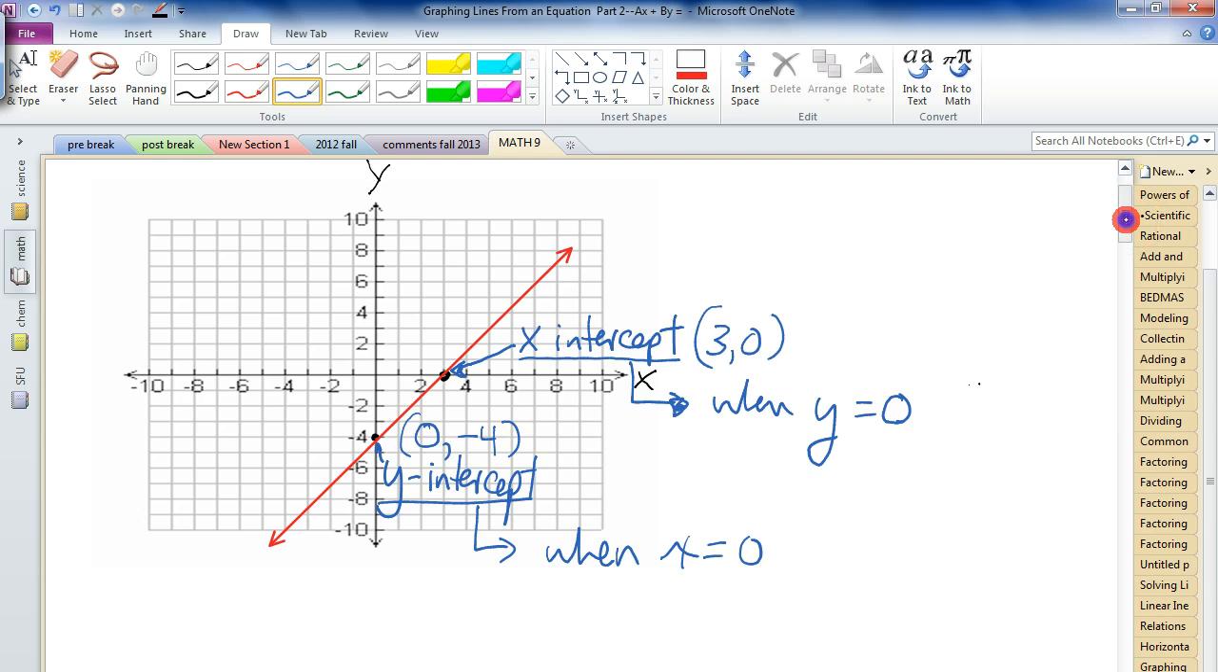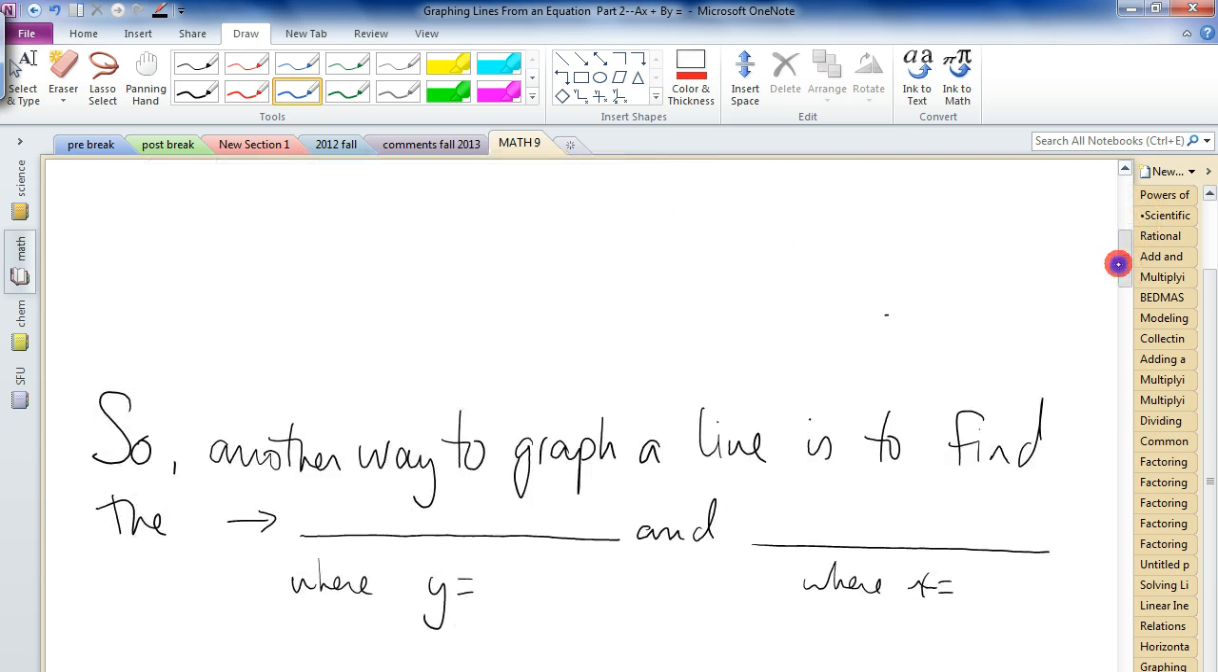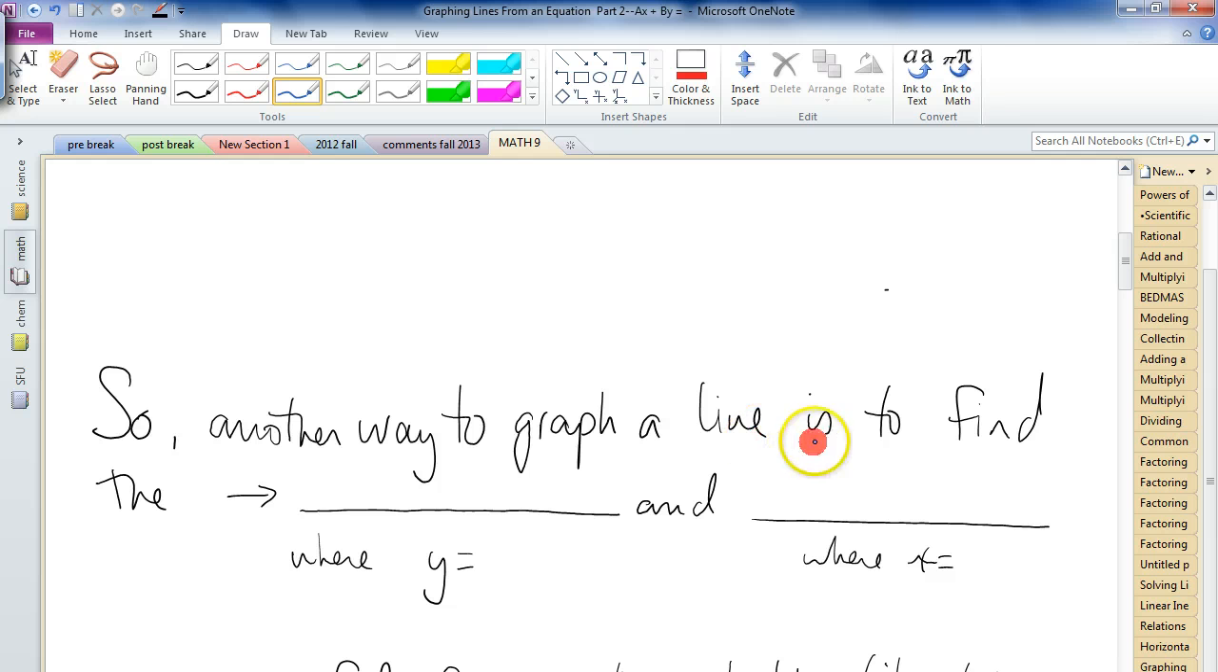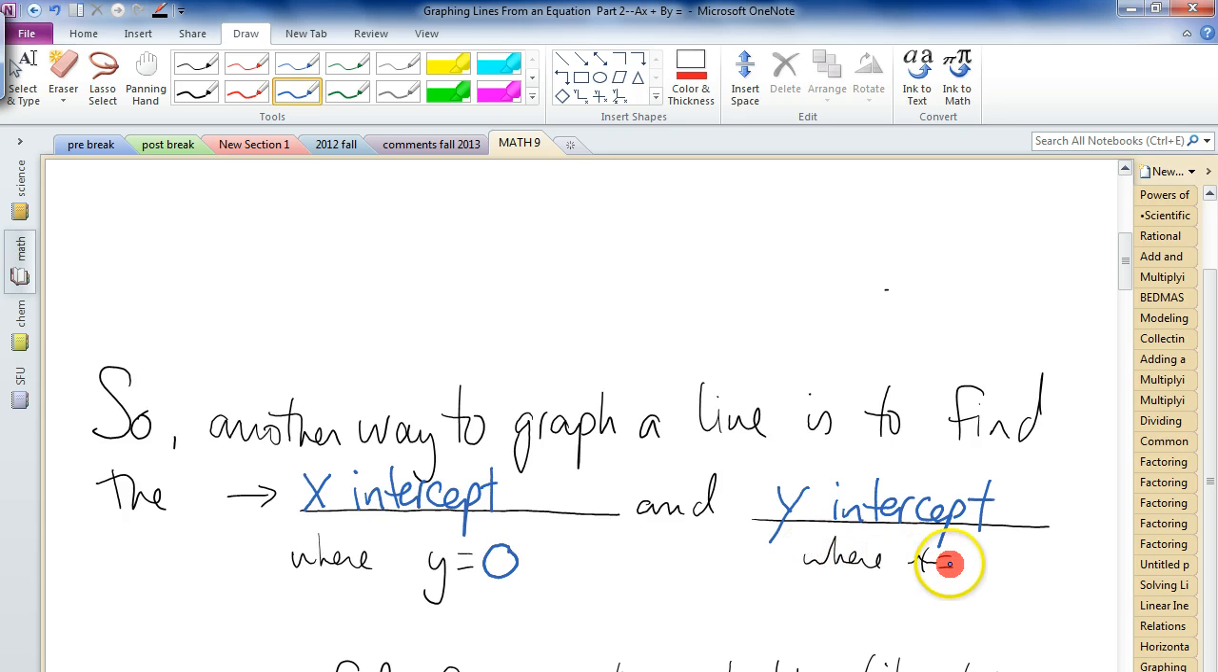So what we're coming up with here is another way to graph a line: find the two intercepts, the x-intercept and the y-intercept. The x-intercept is always found where y is equal to 0, and the y-intercept is always found where x is equal to 0. Always.